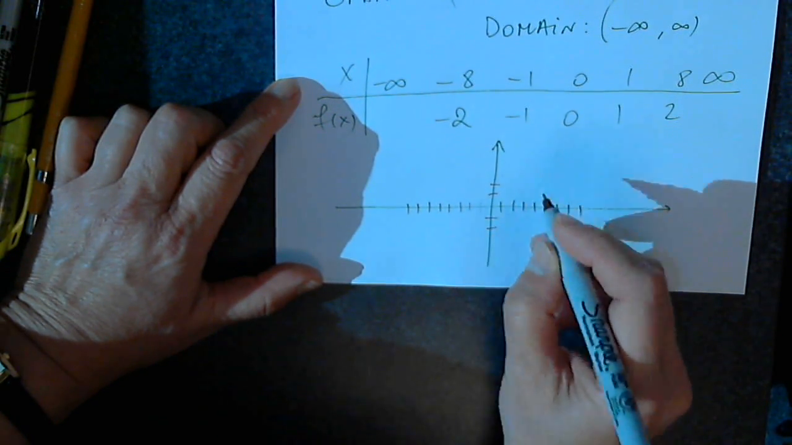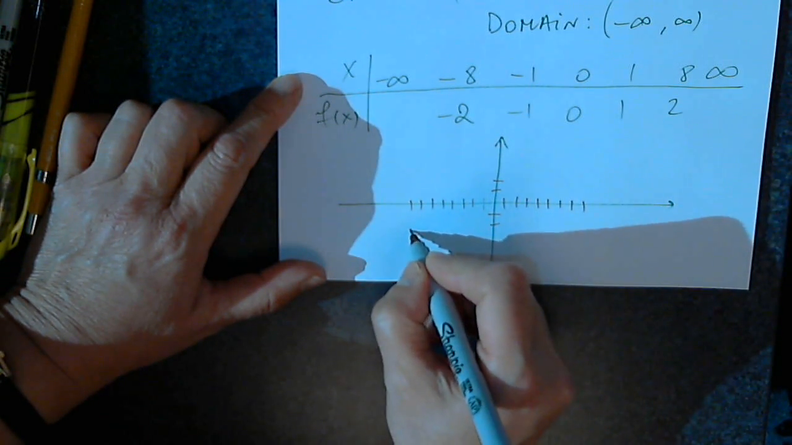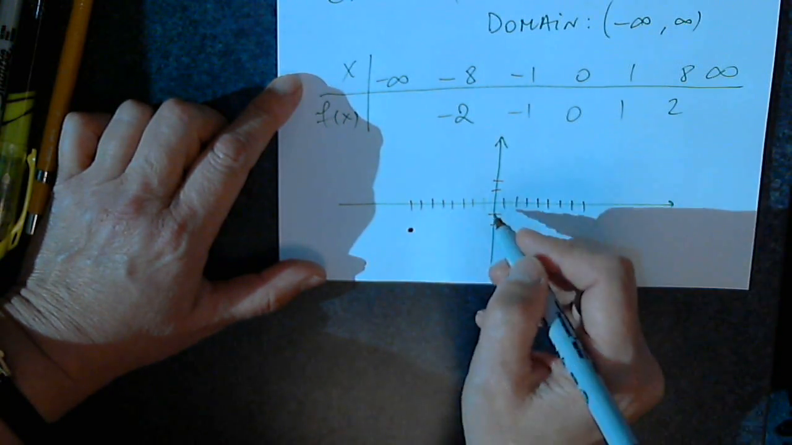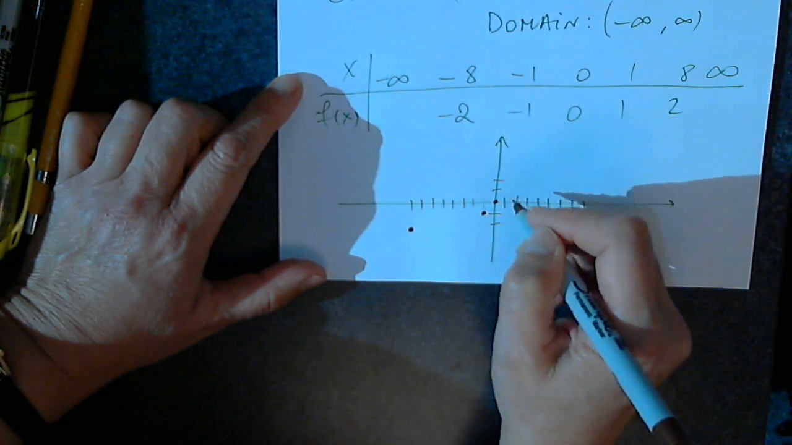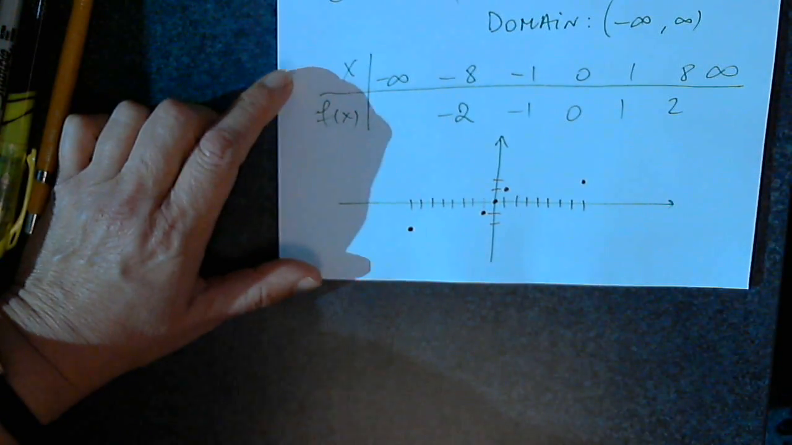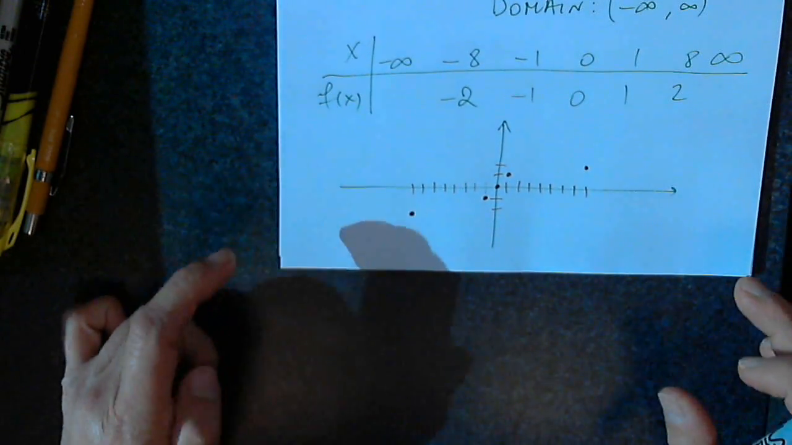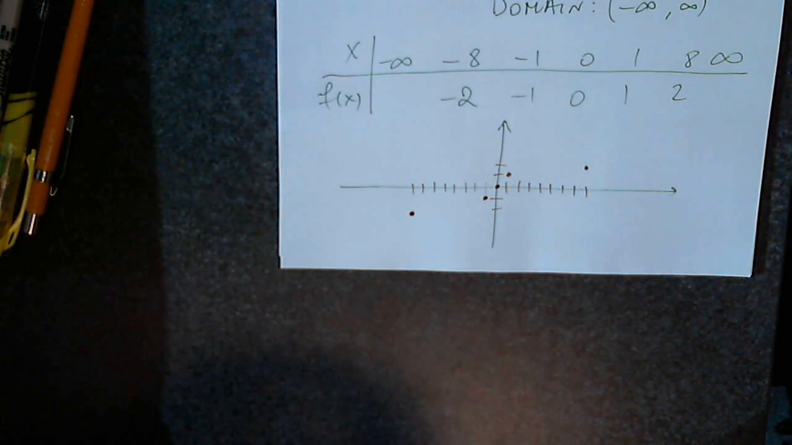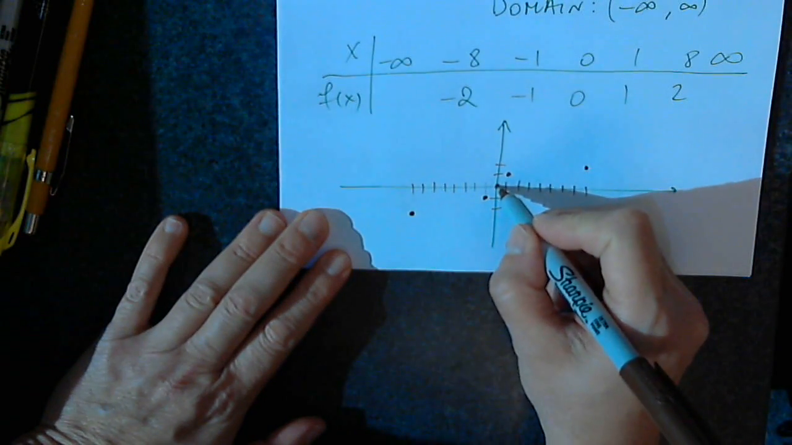1, 2, 1, 2. So the first ordered pair, -8, -2, right here. -1, -1, right here. 0, 0, right here. 1, 1, and 8, 2. So please pay attention to how I graph the cube root. Careful. Of course, it's not a straight line. Very similar to the square root, but not exactly.